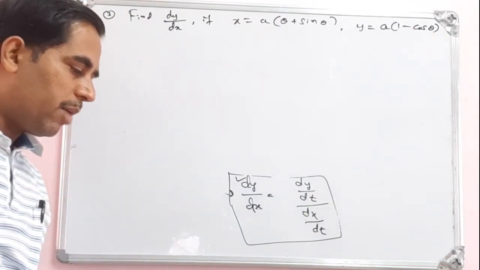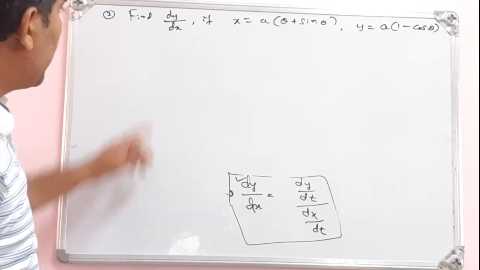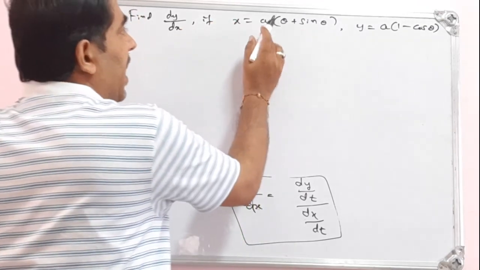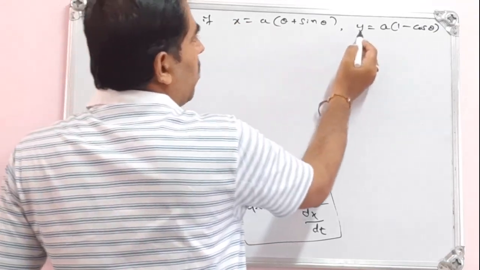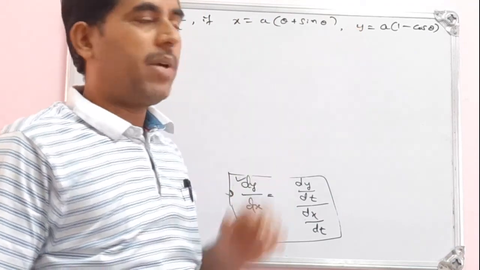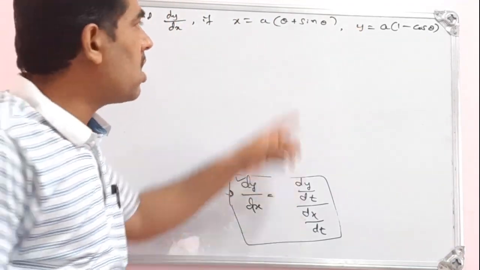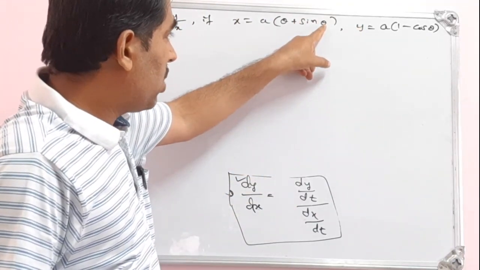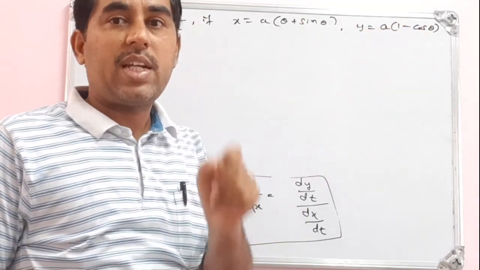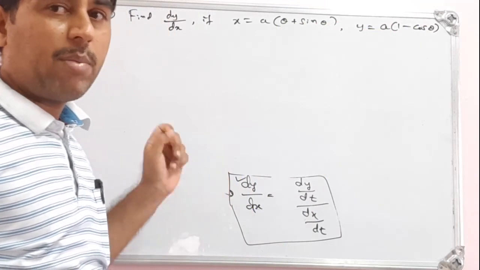Find dy by dx, the derivative, if x is equal to a into (theta plus sin theta), and y is equal to a into (1 minus cos theta). See here, x and y, the dependent variable and the independent variable, are both expressed as functions of theta. So what is the parameter here? The parameter is theta. That's why these are called parametric functions.